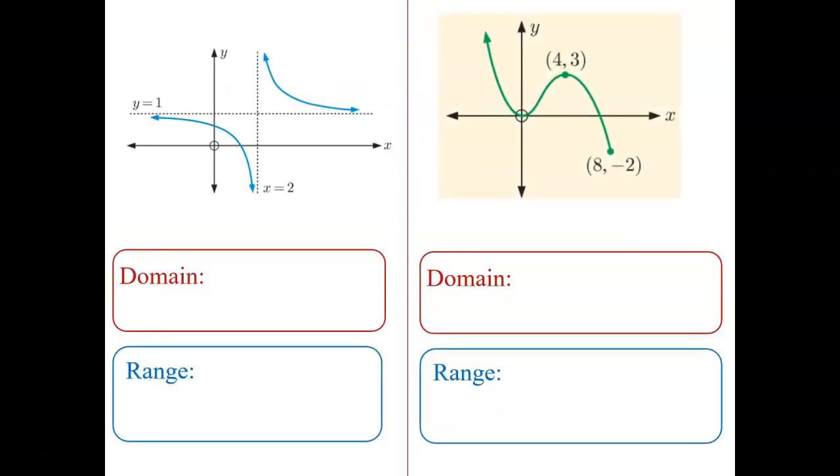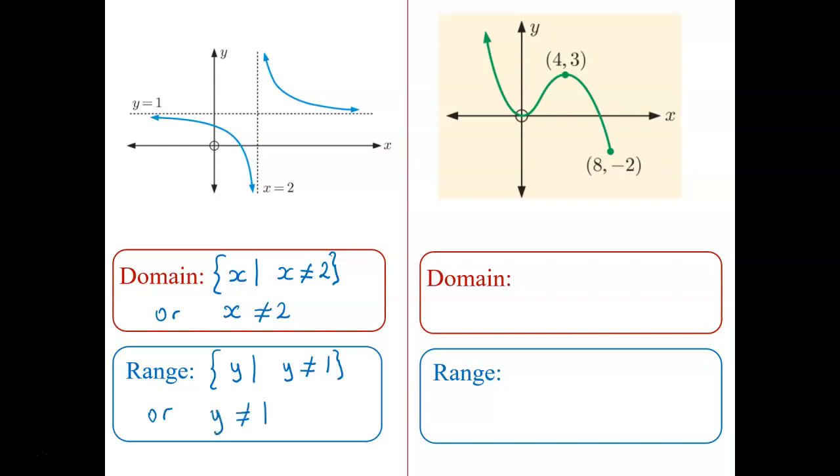Next example, please only have a look at the graph on the left. Go from left to right. What are the possible values that x could be? It looks like x could be anything except 2. So when we write down the domain, you say x such that x is not equal to 2. And if you would like to write it in the other form, simply x not equal to 2. Done. The same with y. Y could be anything except 1. So that's how you write down the range.